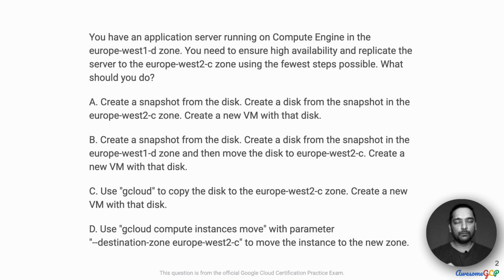In this project scenario, you have an application server running on Compute Engine in the Belgium region. It is currently in the zone Europe West 1D. Your business realizes that there is a lot of traffic coming in from the London, England region and believes that we can provide high availability by replicating the server to the London region. We choose the zone Europe West 2C to replicate the server into. The requirement for your project team now is to have this done in the fewest steps possible.